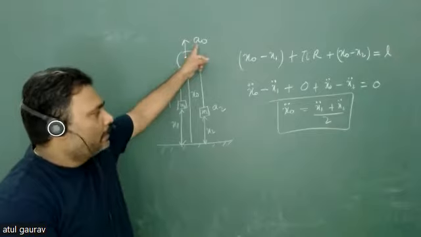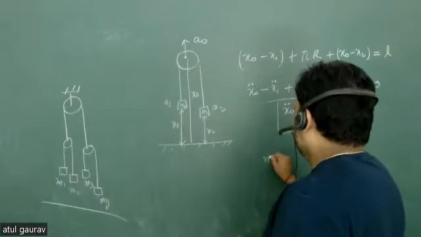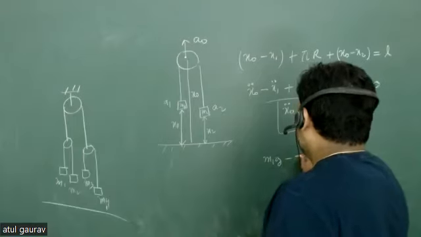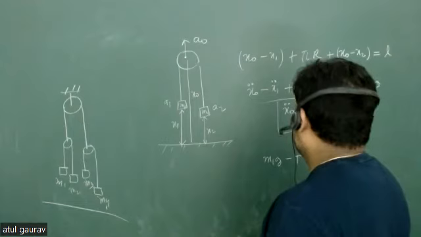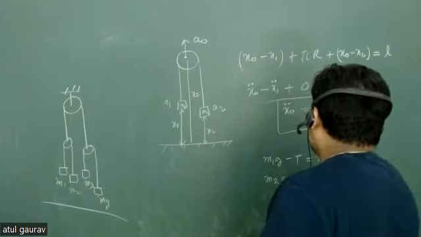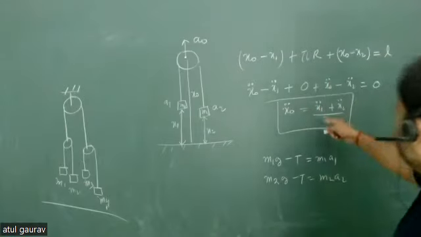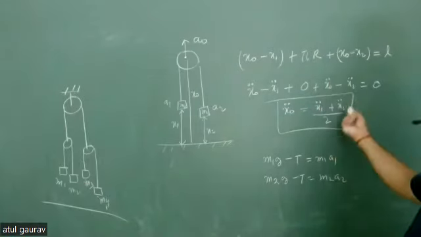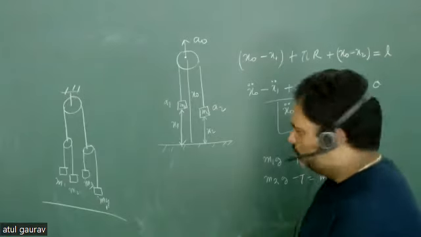Because this A0 is given. So now what will you do? You will just write the equation of motion. M1G minus T is equal to M1A1. Second equation, you will write M2G minus T is equal to M2A2. And you can write A1 or A2 in terms of A0 and you can easily solve the problem, isn't it?